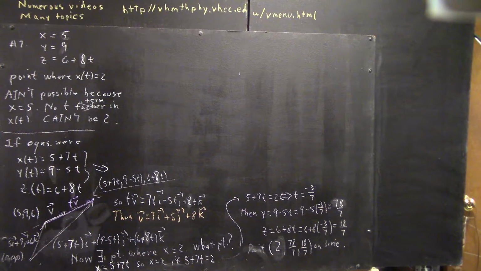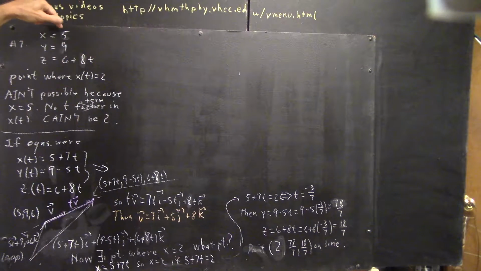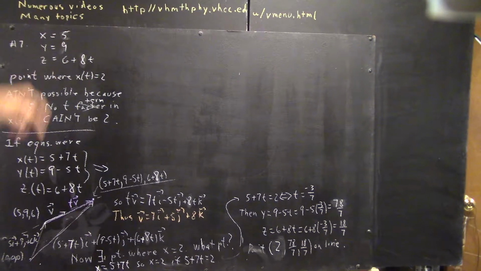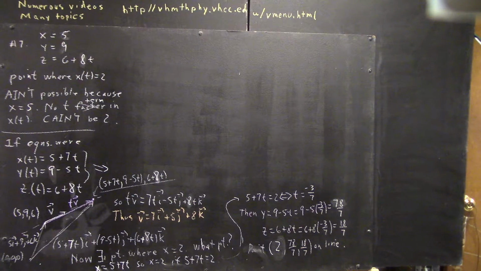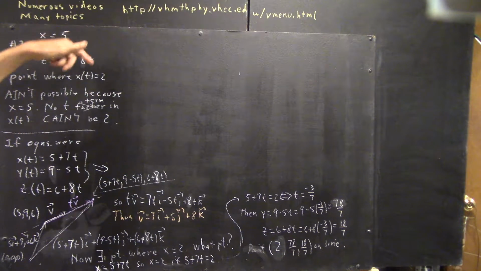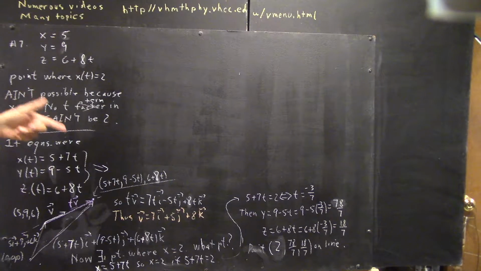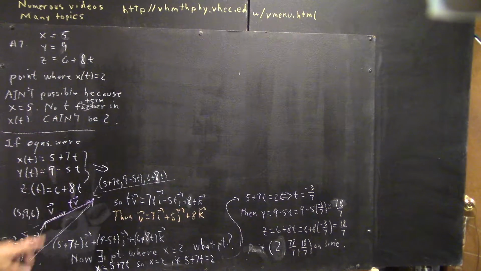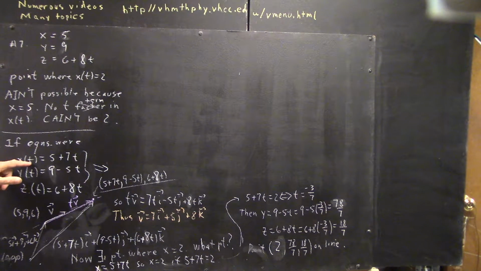So, the idea is simply if x of t is 2, there's no way x is going to be 2. Now let's suppose the equations were different. Let's say instead of 5, 9, 6 plus 8t, the equations were 5 plus 7t, 9 minus 5t, and 6 plus 8t. Well, then we'd be able to find a value of t that makes x equal to 2.